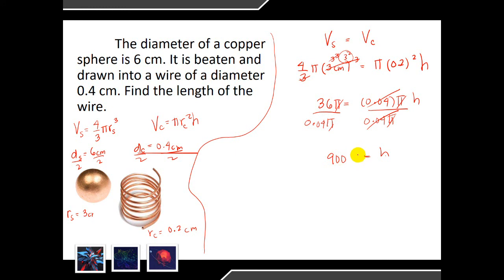Pero anong unit natin? It's centimeters, kasi height or length ng wire ang hinahanap natin. So, ganito kahaba yung wire kapag yung copper na merong diameter na 6 centimeters ay tinunaw natin at ginawang wire.